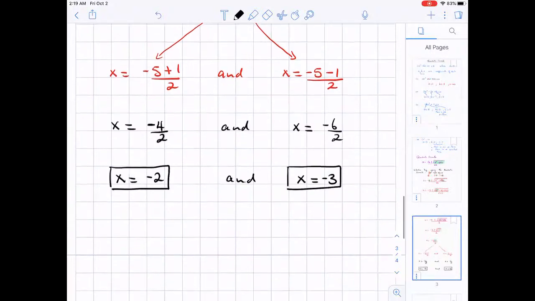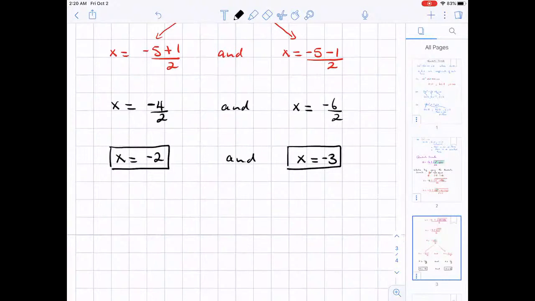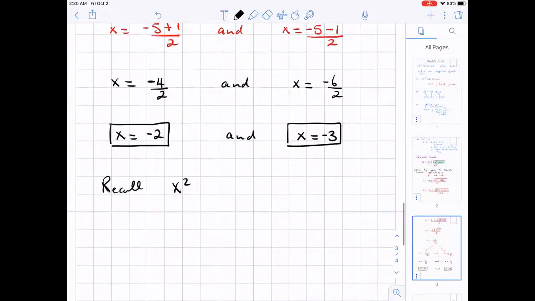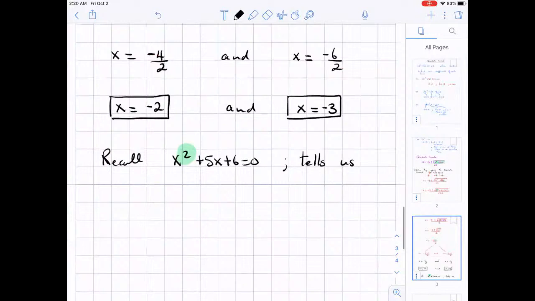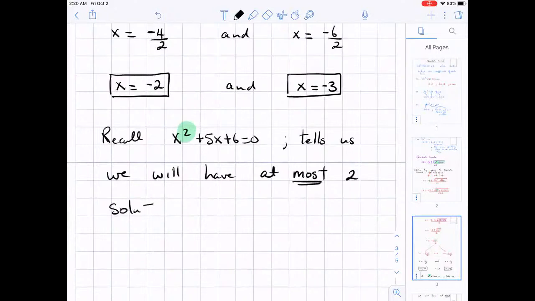And keep in mind our problem, right? Recall x squared plus 5x plus 6 equals 0. So just as a reminder, this 2 here tells us we will have at most 2 solutions. So we could have got one solution or no solution at all.